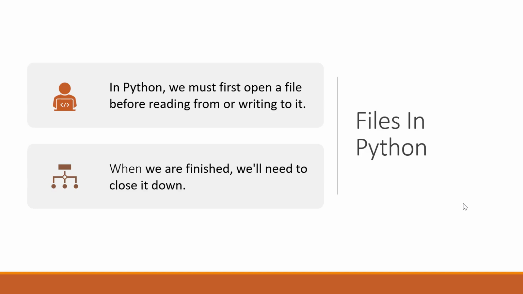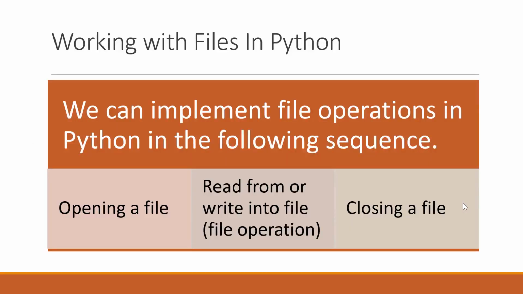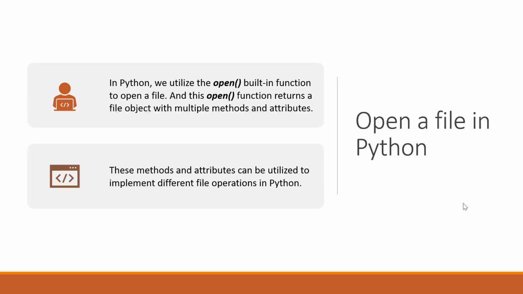In Python, we must first open a file before reading or writing to it. However, when we finish, we need to close the file. Closing a file is important so that the file's resources may be released. As a result, we can implement file operations in Python in the following sequence. First we need to open a file, then we need to perform the required operation. If we want to read, we will perform the read operation, or if we want to write, we will perform the write operation. And after performing the operation, it is important to close the file. So let us start by understanding how to open a file in Python.